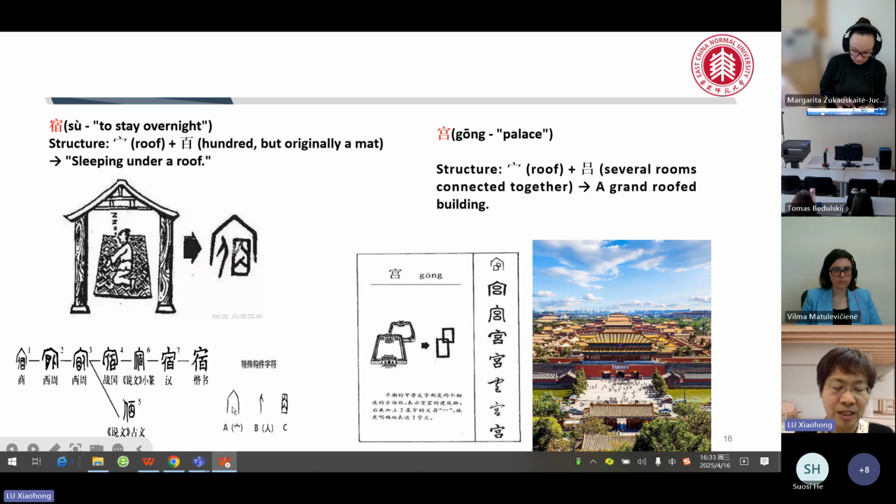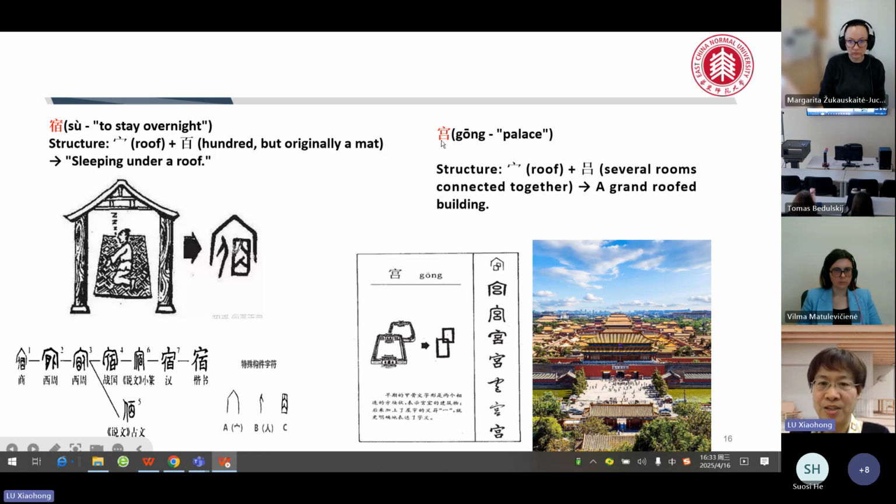So it is composed of three parts. One is the roof, another is a person, the left part, and the right part is a mat. So that's the word su. It means stay overnight. And we have word phrases like 住宿 or 宿舍. So this is the word su, which means a place for you to rest.